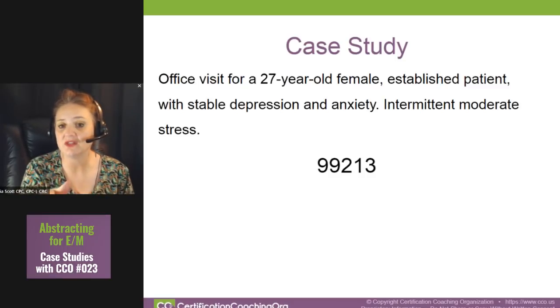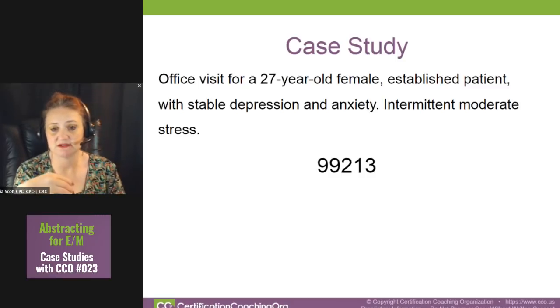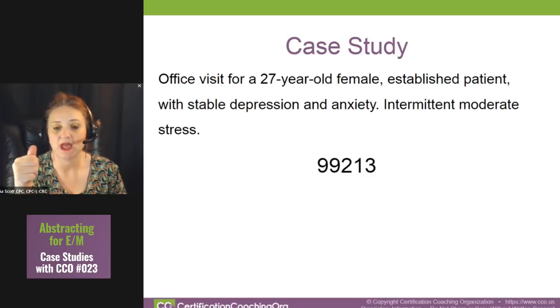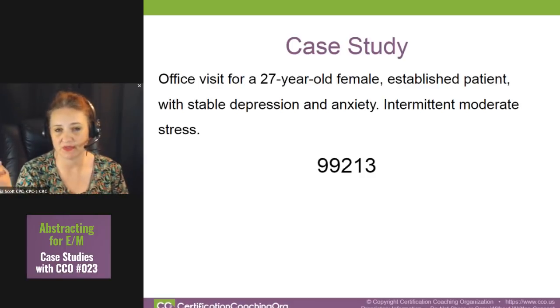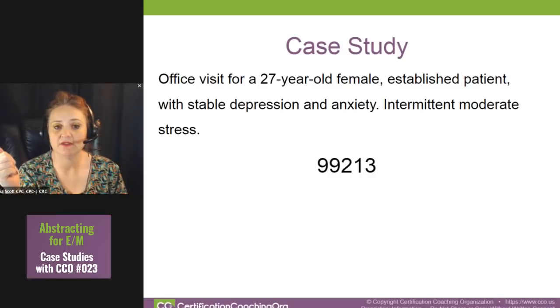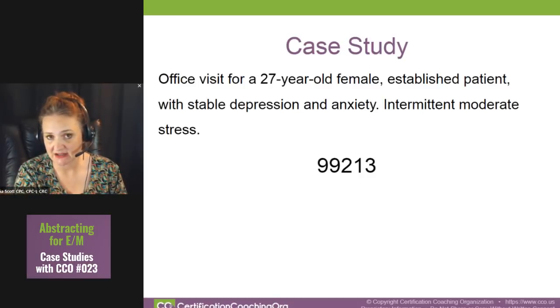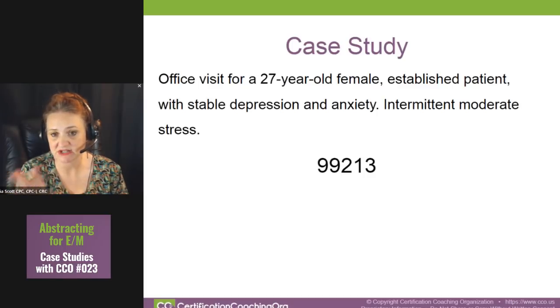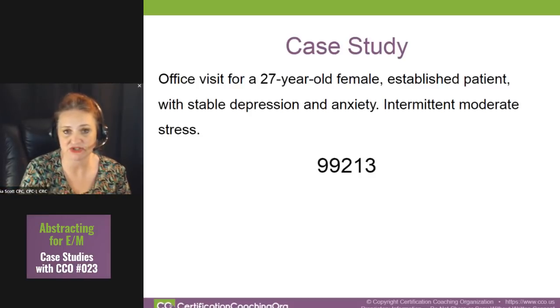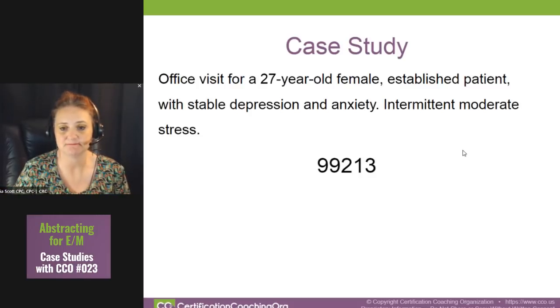So this is another patient that is psych also, and it's also a 99213. They're a patient coming in for their visit, 27-year-old, an established patient with stable depression and anxiety. Sometimes they lump depression and anxiety together, and intermediate moderate stress. So now we know the background of the patient.